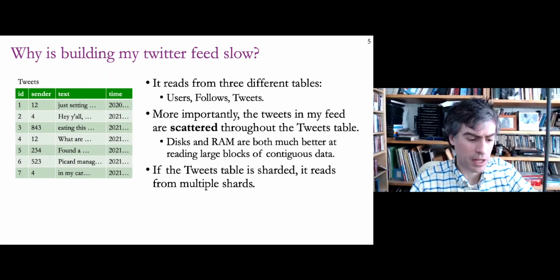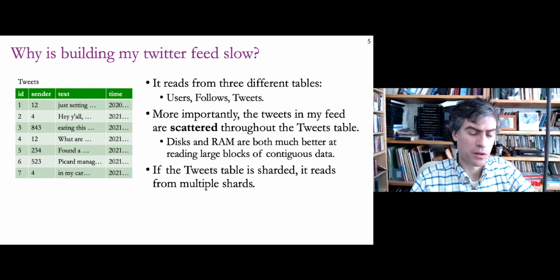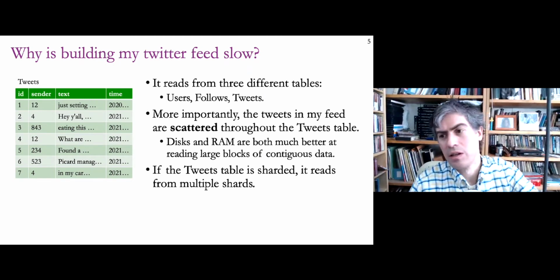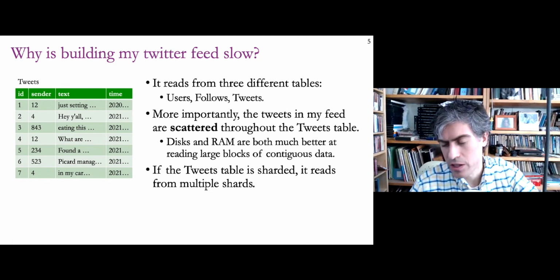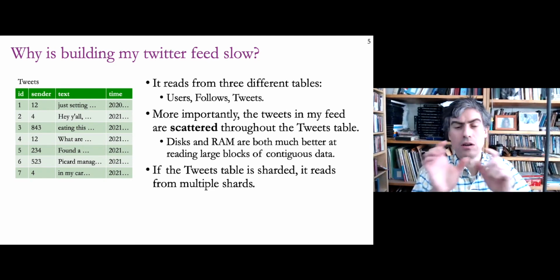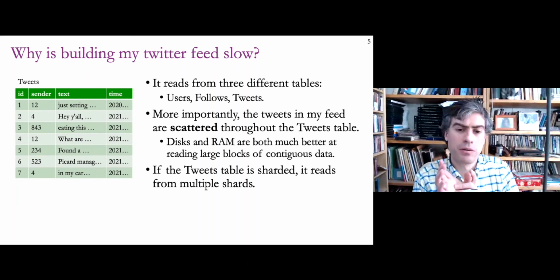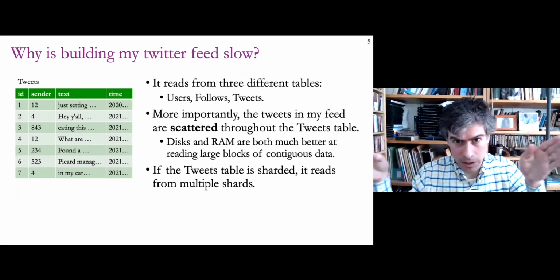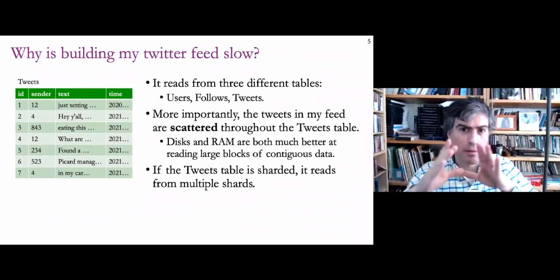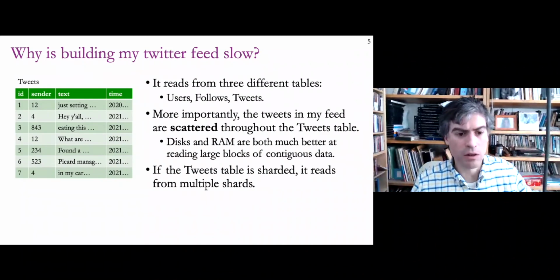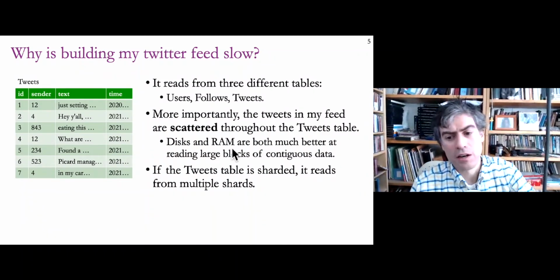But also, solid-state disks and memory have the same kind of optimization, where reading just one little tiny piece of data is just as fast as reading a large block of data in the same location. Right? If you're going to read one little bit, you might as well read a whole big chunk. I mean, there's a limit. Once you get to a certain size, it starts to get slower. But if you're reading a lot of little things scattered all over the place, that's really inefficient. So that's one big problem with this design.